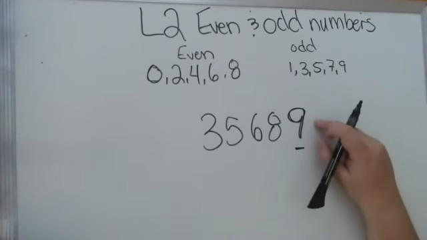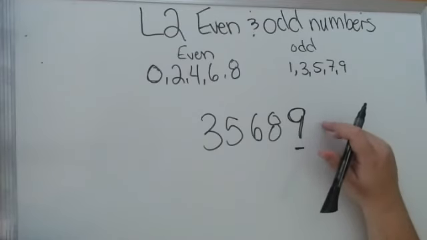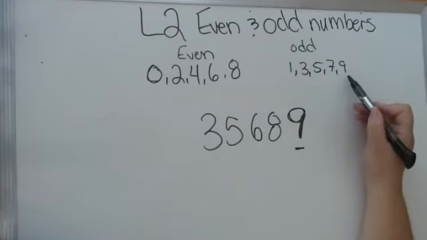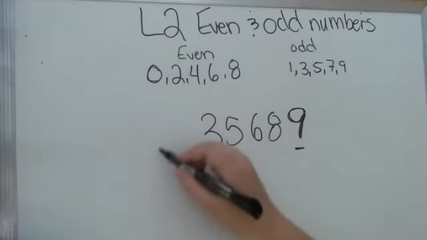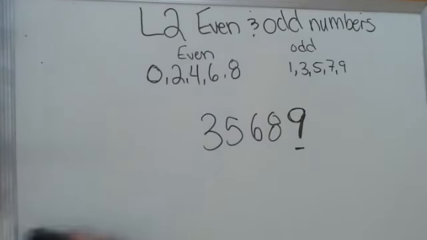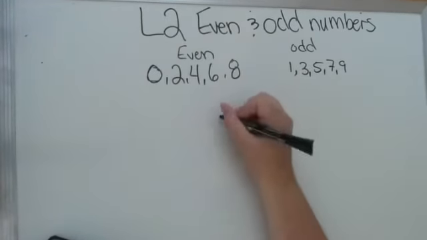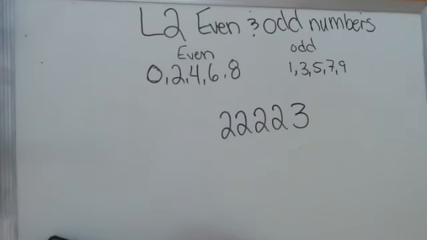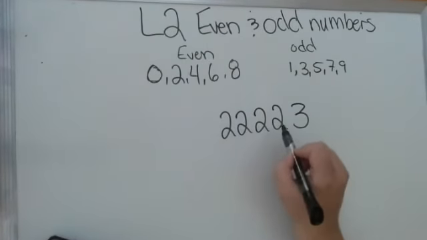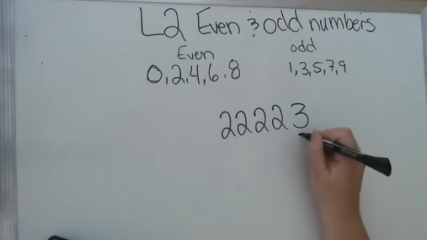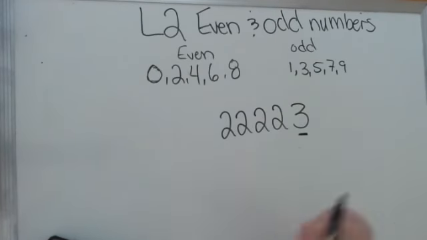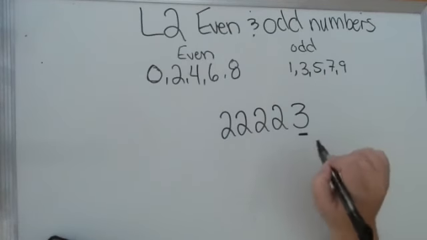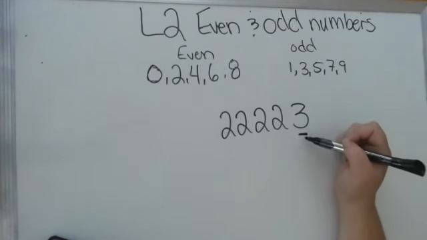The ones column tells you whether it is an even or an odd number. So in this case, the ones column is telling us it is an odd number. So this is an odd number. If we had the number, even though all of these are even, the only number we need to look at is that one in the ones column. This one is odd. Therefore, this whole number is an odd number because the one in the ones column is odd.